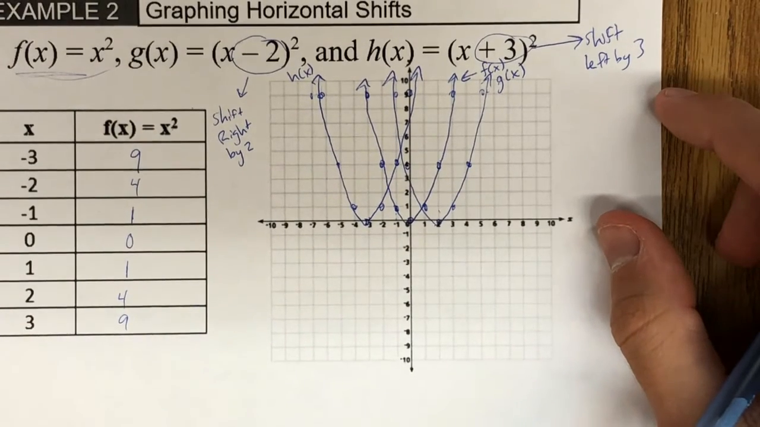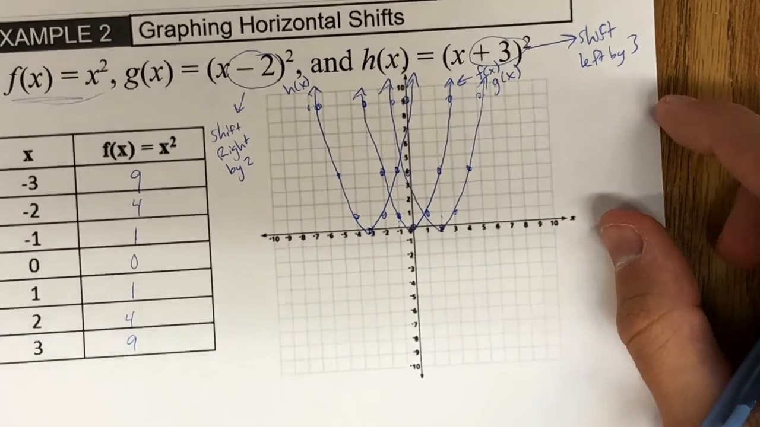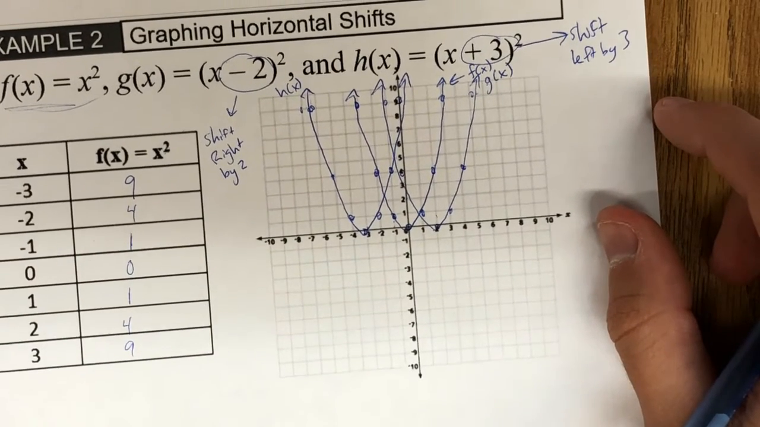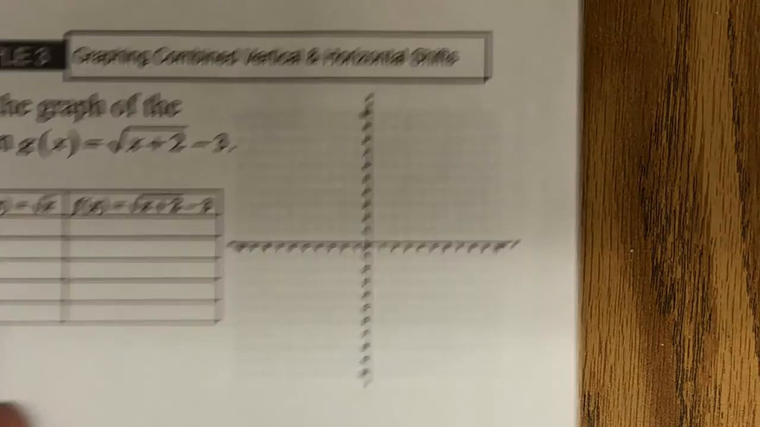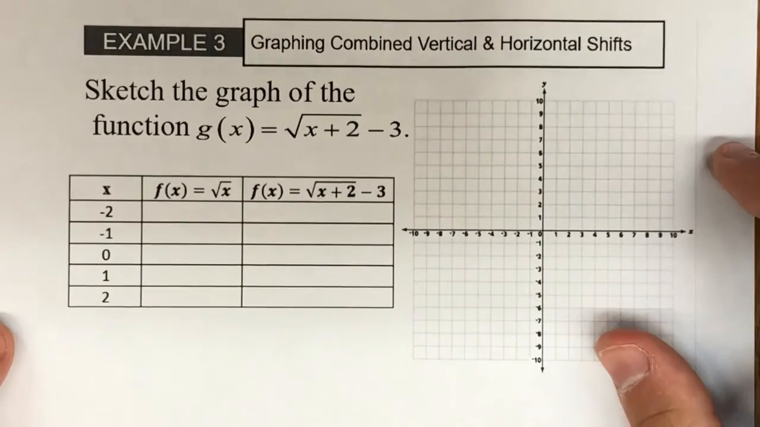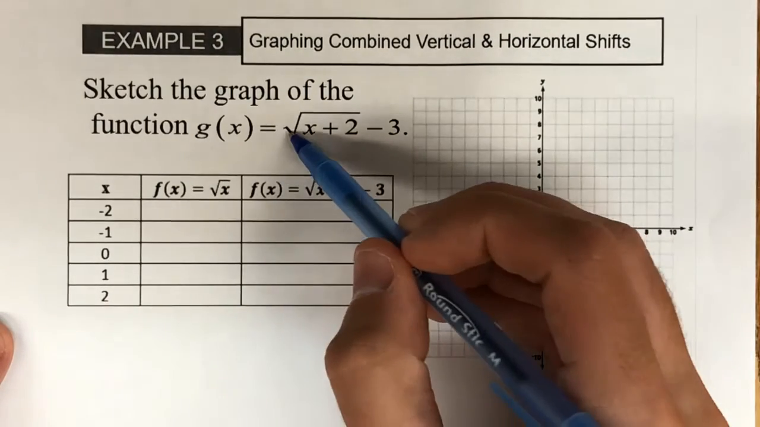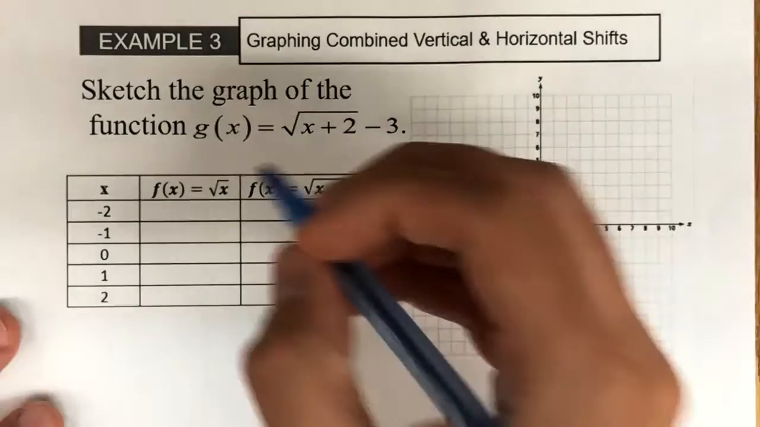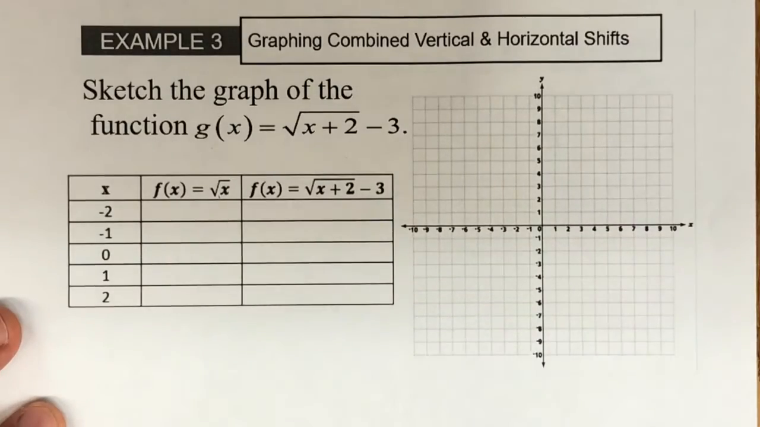If you have a case where you're combining horizontal and vertical shifts, those are things you can perform together. So let's try that as well. So in this case, we have an example. We have g of x equals the square root of x plus 2 minus 3. So let's start by just graphing our parent function, the square root of x.